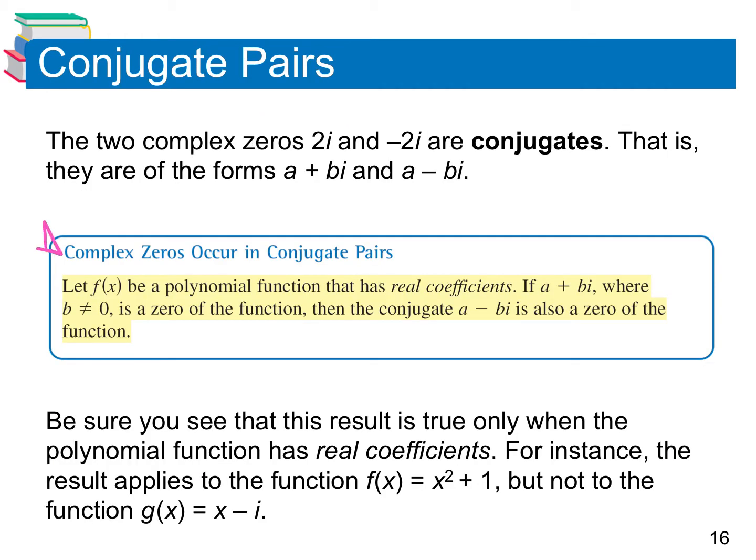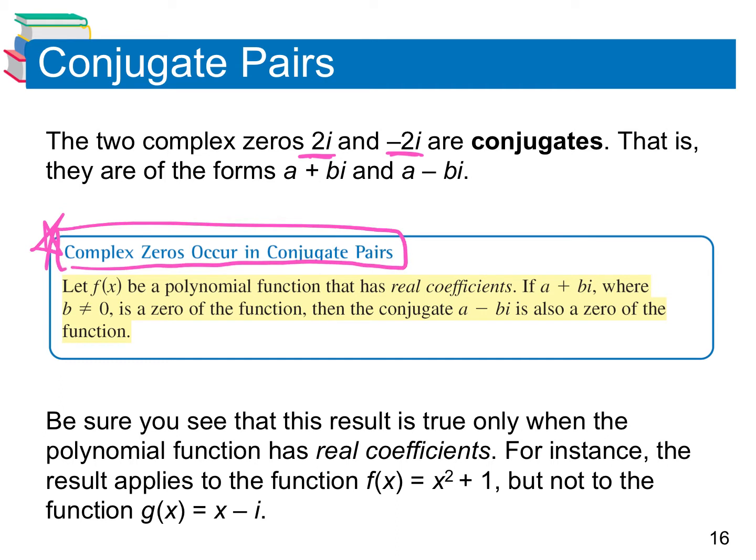Super important for this section, whenever we have complex zeros, they occur in pairs. So we'll always have the conjugate of our complex zero be a 0 also. So if 2i is a 0, its conjugate, which would be negative 2i, is also 0. So complex zeros occur in conjugate pairs.